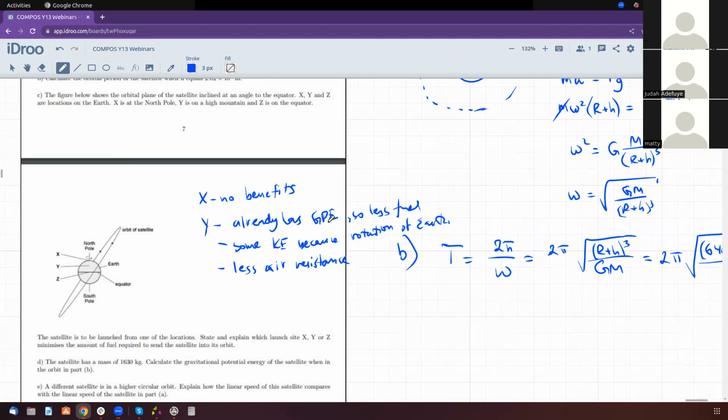The first one is negligible because the satellite's orbit is 20,000 kilometers and the highest mountain is only 8 kilometers. Okay, 8.8 kilometers to be precise. 8.848 to be even more precise. So that doesn't really help you. You have some kinetic energy because the Earth is rotating, true. And there's less air resistance as you break through the atmosphere.